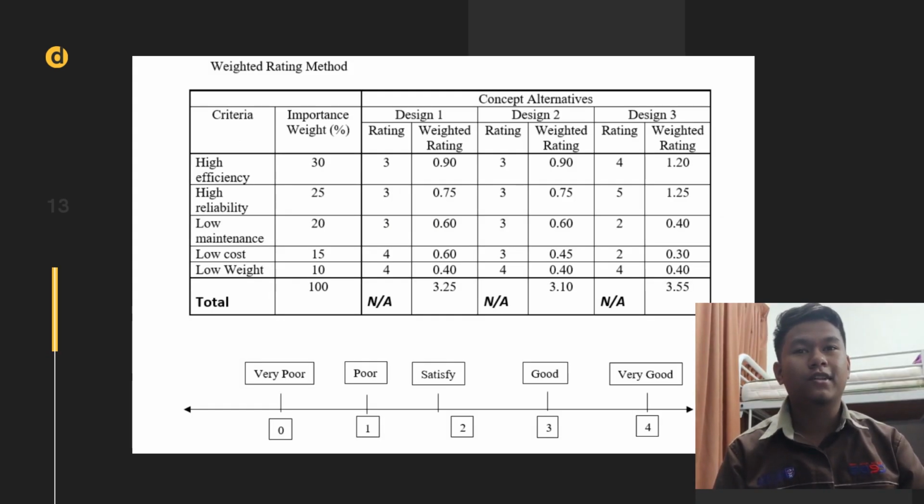So lastly is the weighted rating method. Based on the three designs, we rate them based on efficiency, reliability, maintenance, cost and weight. We can see from the weighted rating method that the third design gets the highest mark, which is 3.55. So that's why we choose design 3.